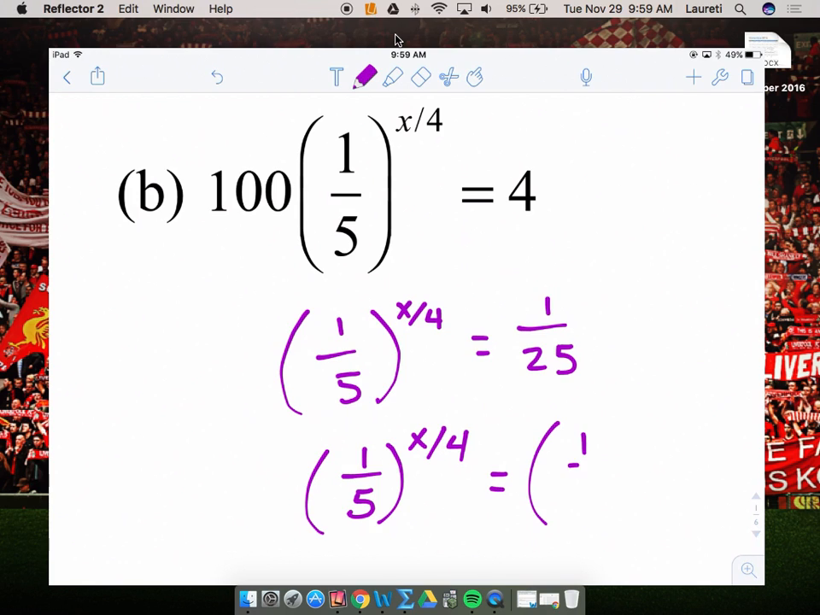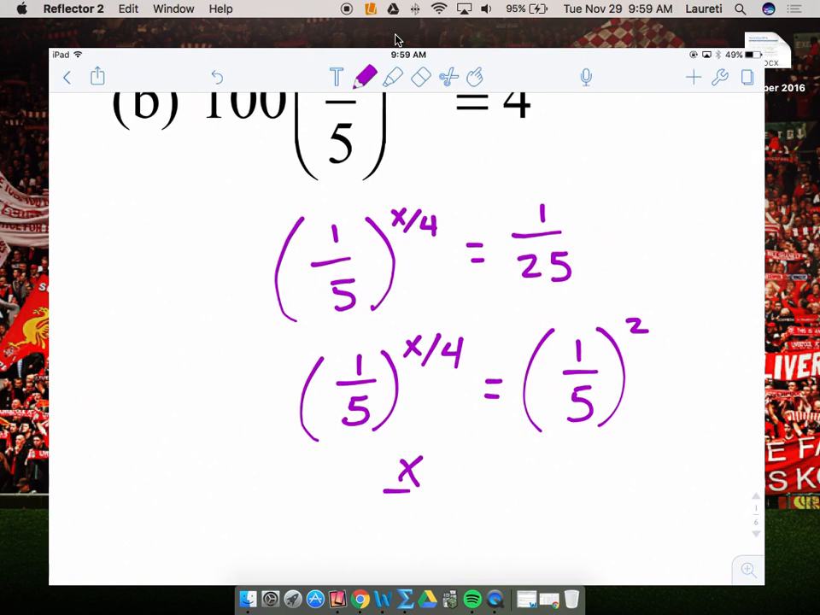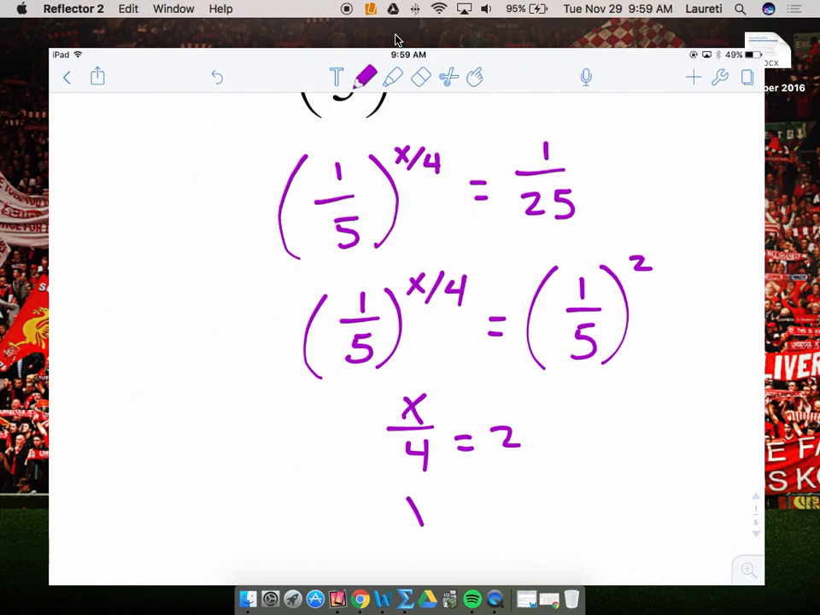So 1 over 25 is the same thing as 1 over 5 squared. So now that I have the same base, I can just set up my exponents to be the same. So then x would be positive 8. Good.